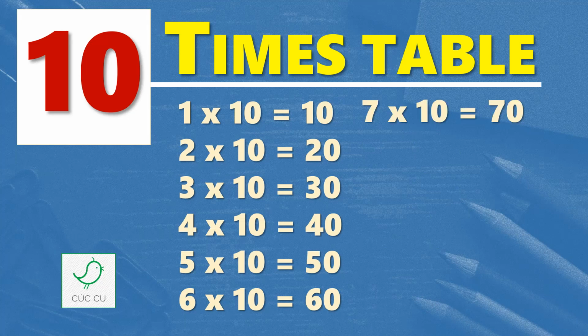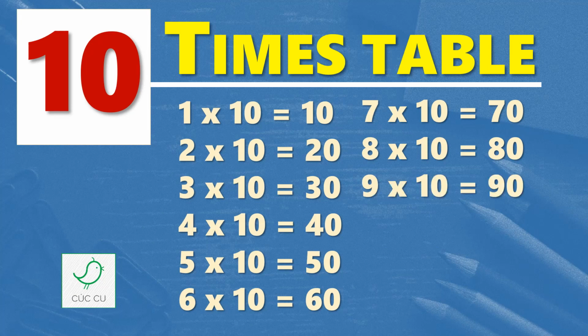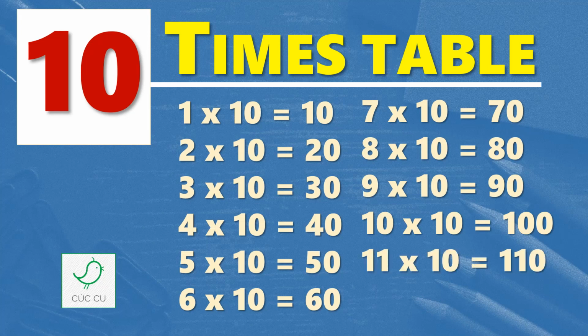7 times 10 is 70. 8 times 10 is 80. 9 times 10 is 90. 10 times 10 is 100. 11 times 10 is 110. 12 times 10 is 120.